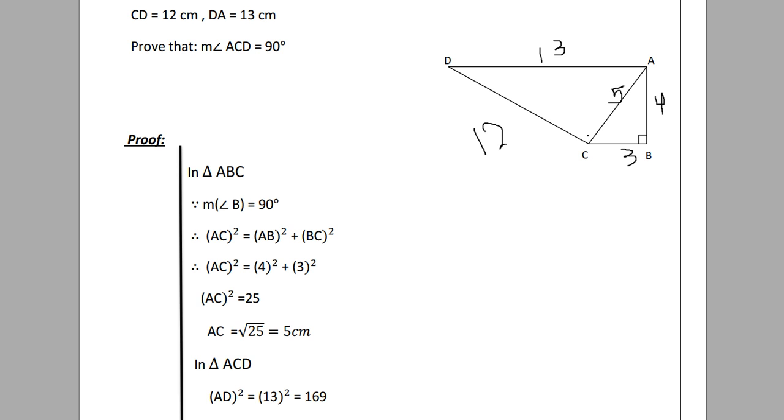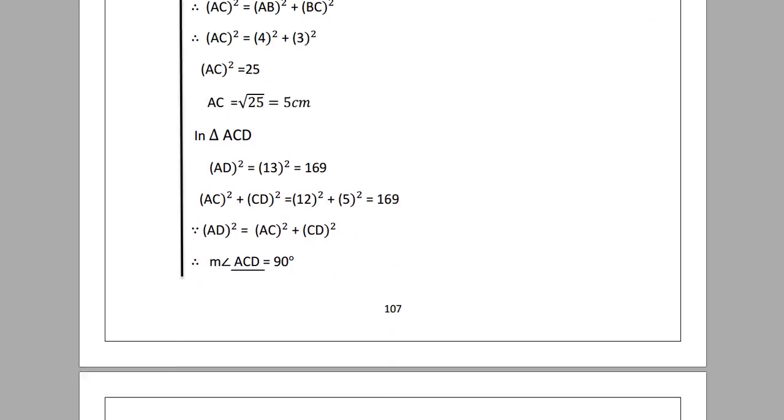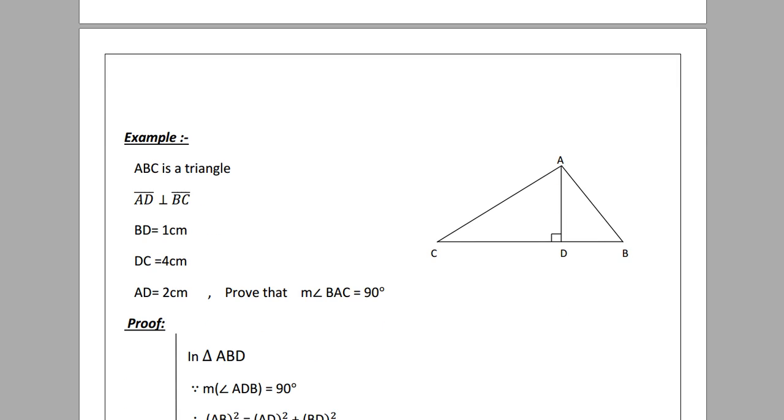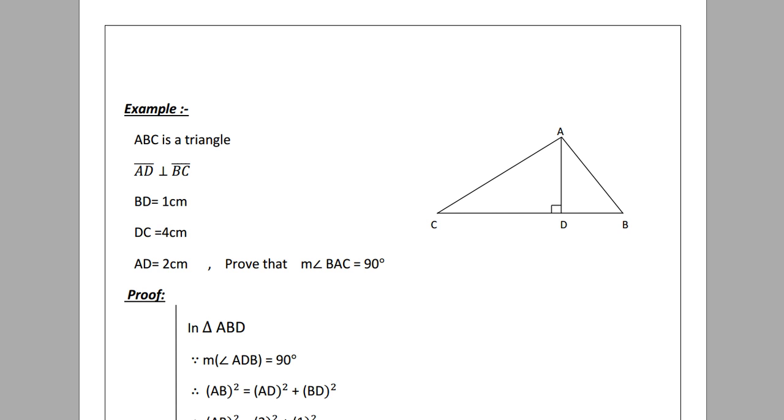We have here another example. ABC is a triangle. AD is perpendicular to BC. BD is 1. DC is 4. AD is 2. Prove that the measure of angle BAC is 90 degrees.